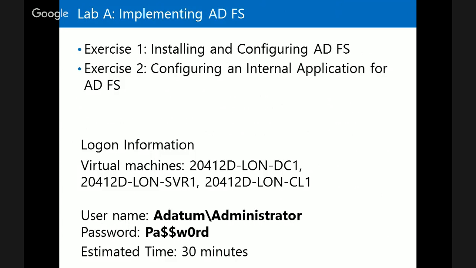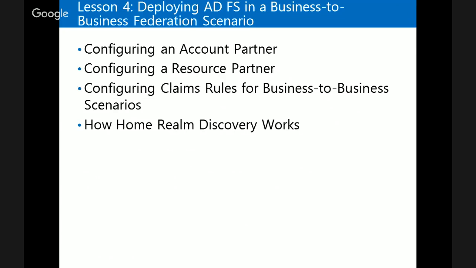All right, so there's two exercises. We're coming back to this. We're going to give you some time to do exercises 1 and 2. Install and configure Federation services, pretty straightforward, actually. And configure an internal application to be used by Federation services. So London DC1, Client 1 and Server 1 are used. Only about 30 minutes, and then we're going to talk about deploying it in a business-to-business scenario, a little bit different.